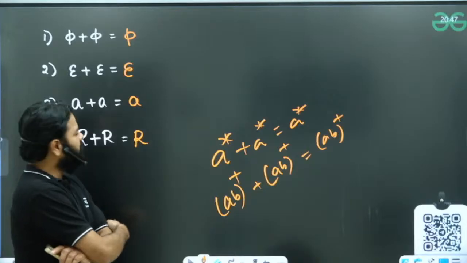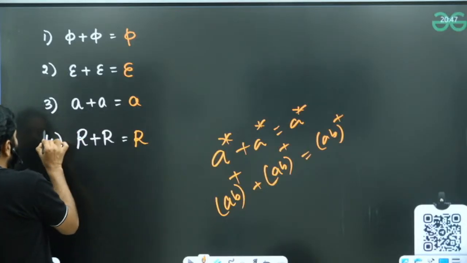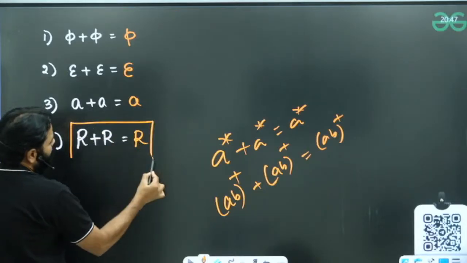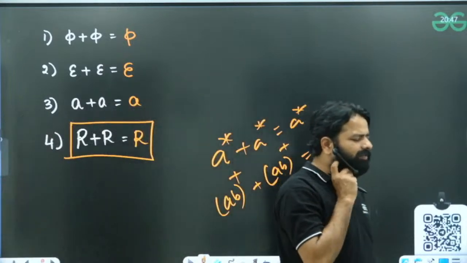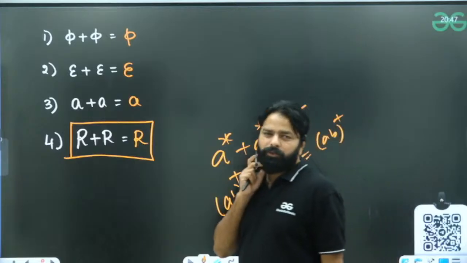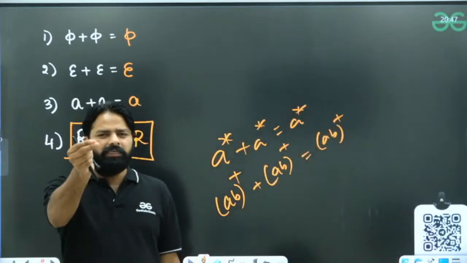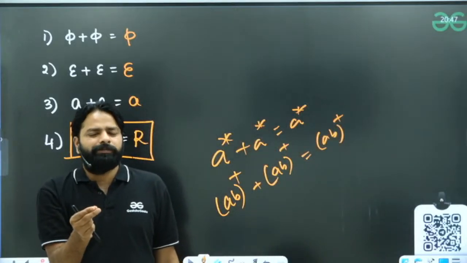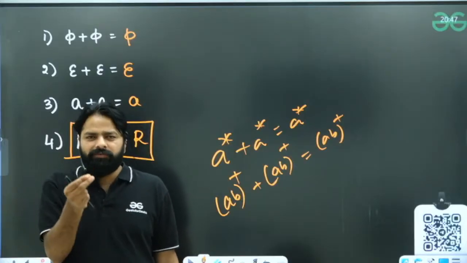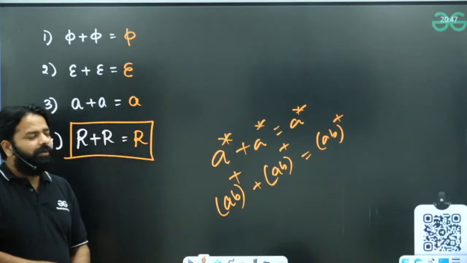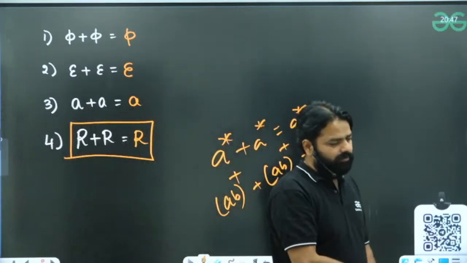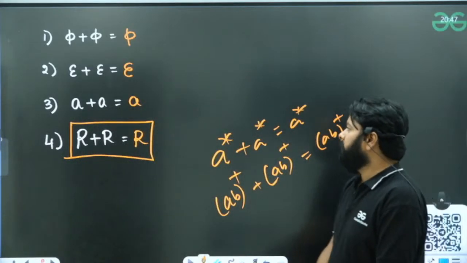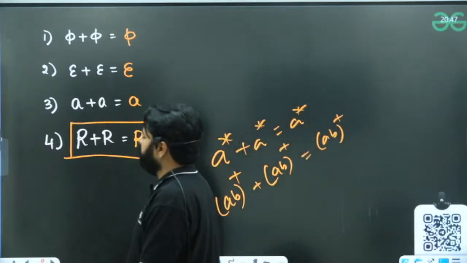Able to understand? So this is one of the important notations that you have. R plus R is equal to R. This is called one of the properties in mathematics: idempotent. If you take the same expression and apply one of the operators again, here plus, it is called idempotent. Okay. Any doubt?